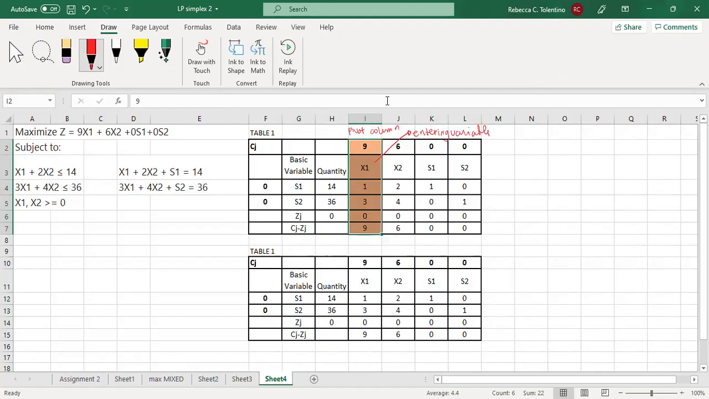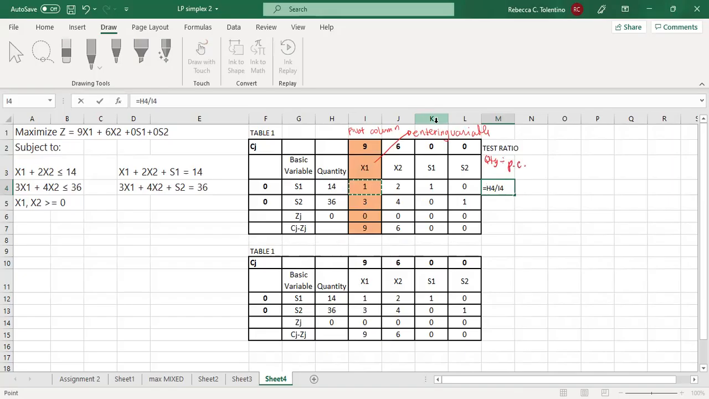Next, to determine the leaving variable, we perform the test ratio. Test ratio is carried out by dividing the entry in the quantity column by the entry in the pivot column. Laging ganon, quantity divided by the pivot column. The first row is 14. For the second row, it's 12. So choose the lowest. So this one is the lowest.